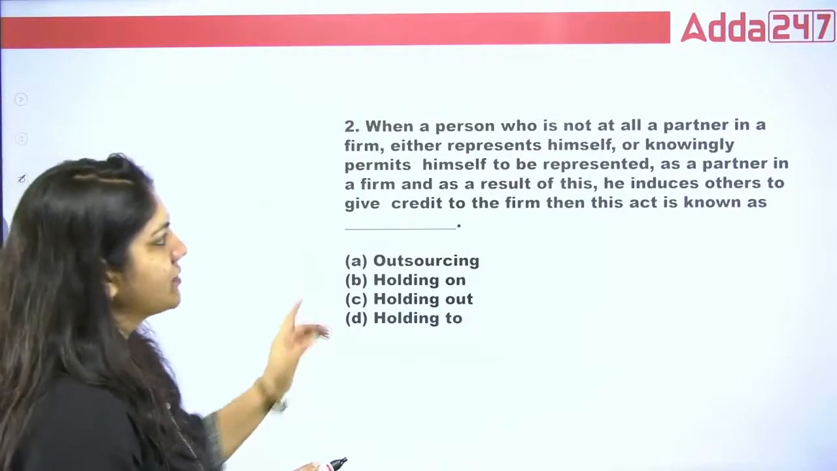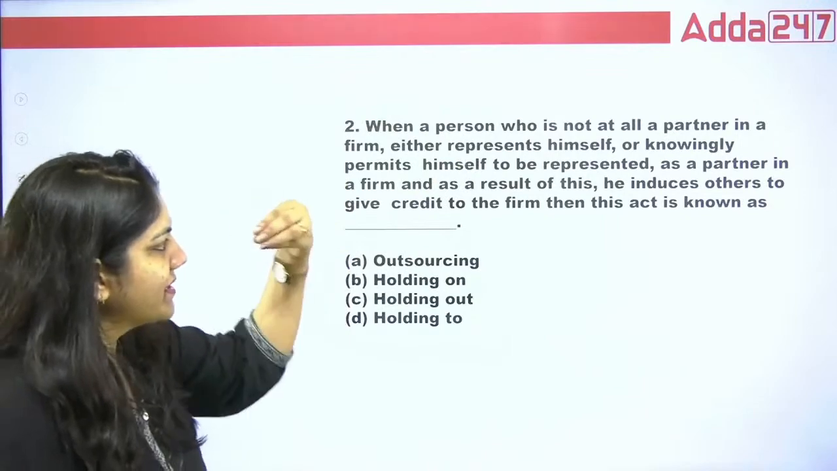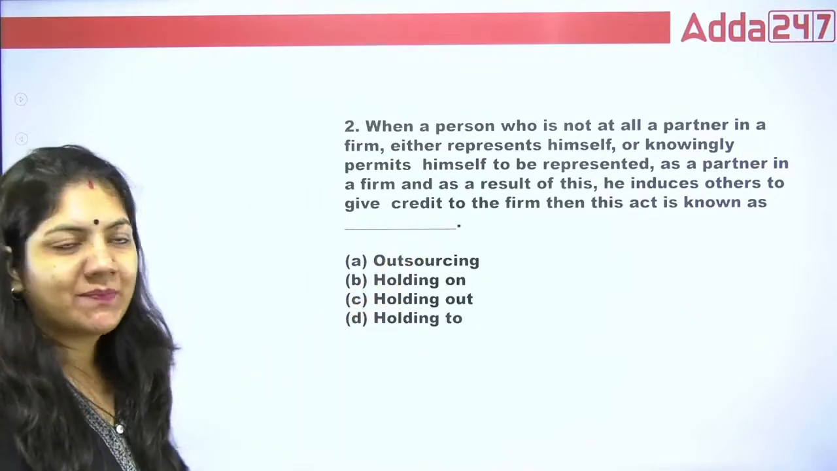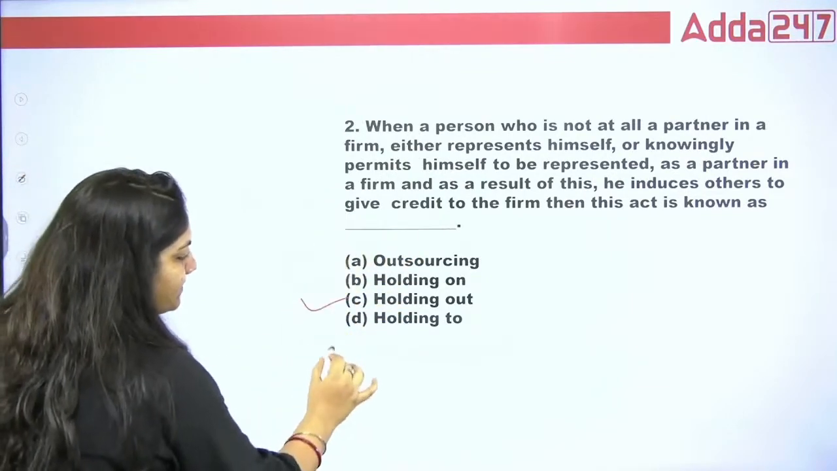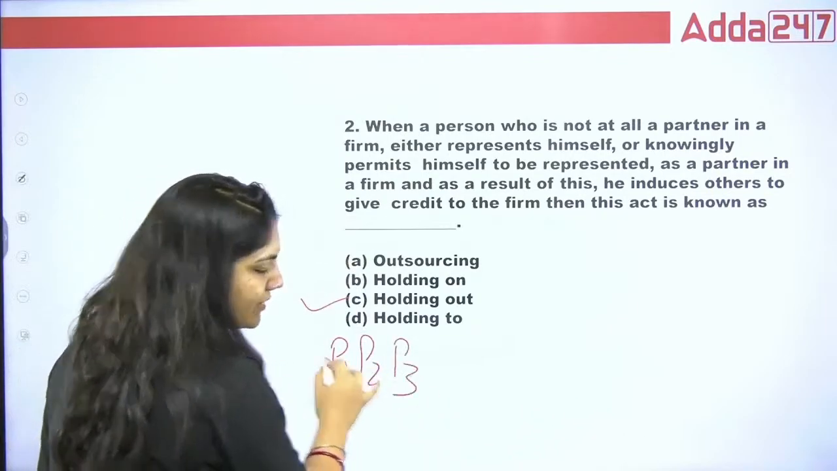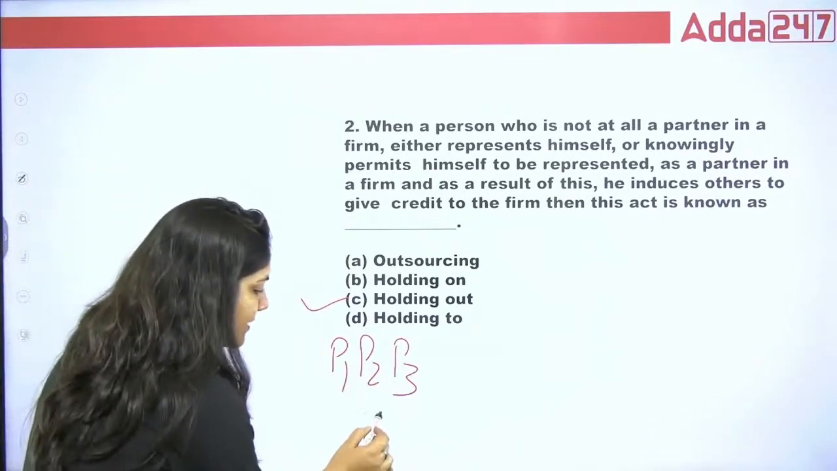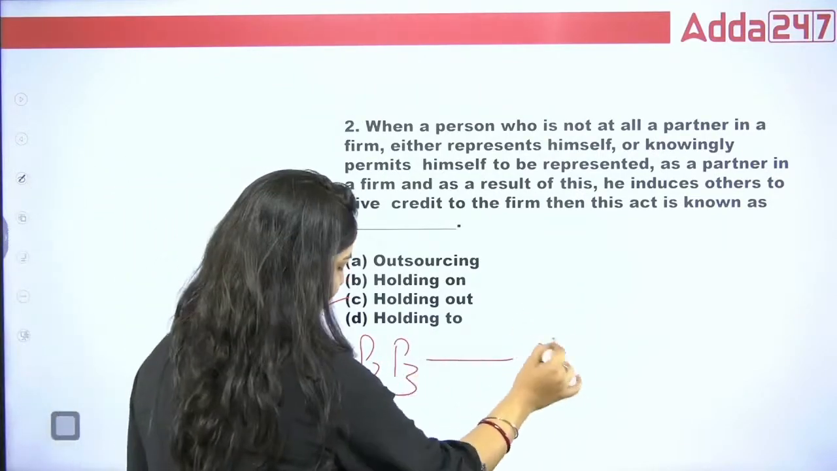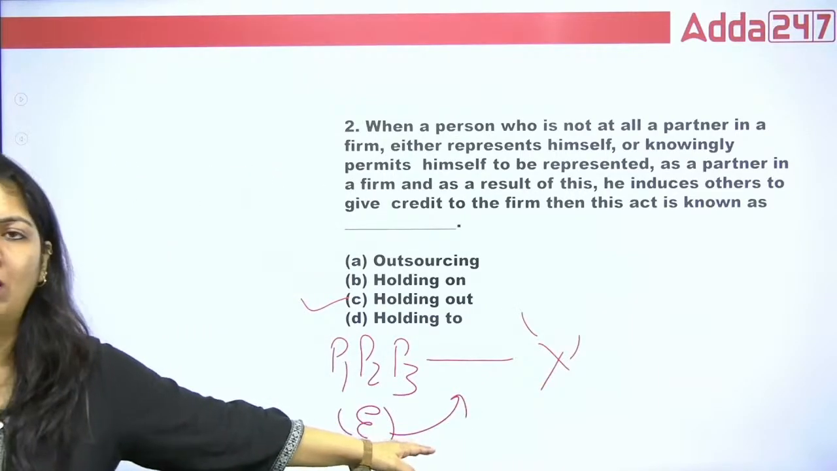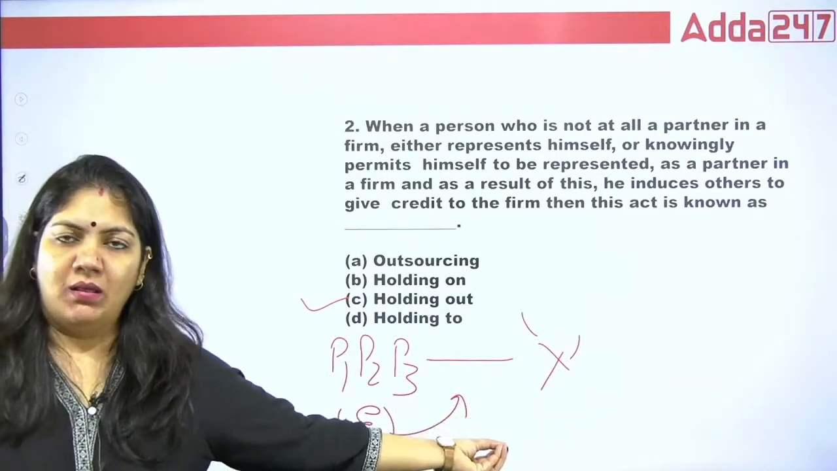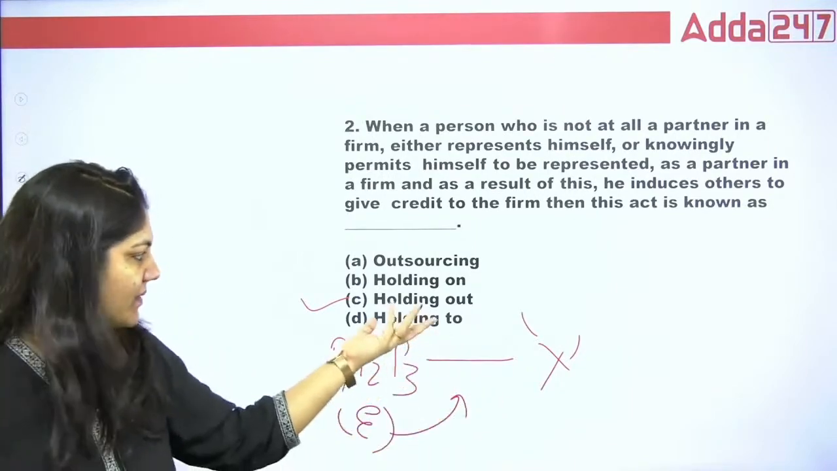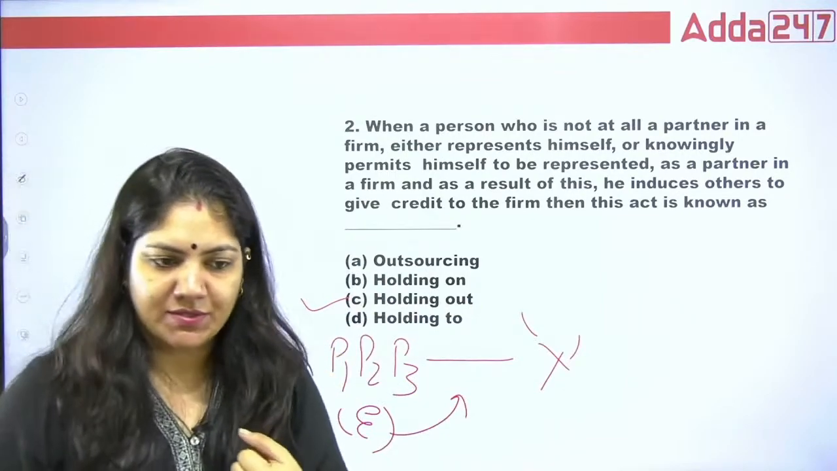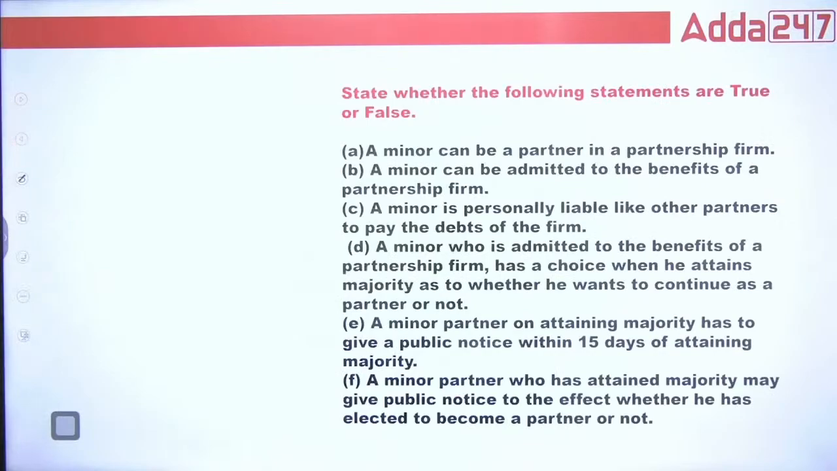When a person who is not at all a partner in a firm either represents himself or knowingly permits himself to be represented as a partner, I think we have done it. This is called partner by holding out. P1, P2, P3 are partners, we have read. Suppose E entered; he is an employee. P3 represents to X that E is also a partner. So in that case, as you can easily see, it is holding out. Whatever we have committed, we cannot take back our words. True or false?